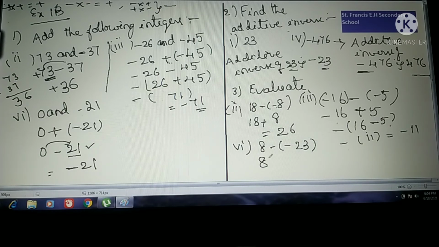Now apply this one, 8 minus into minus plus 23. Remove the brackets, applying the sign here. 8 plus 23 means 31. That is the answer. Understood?